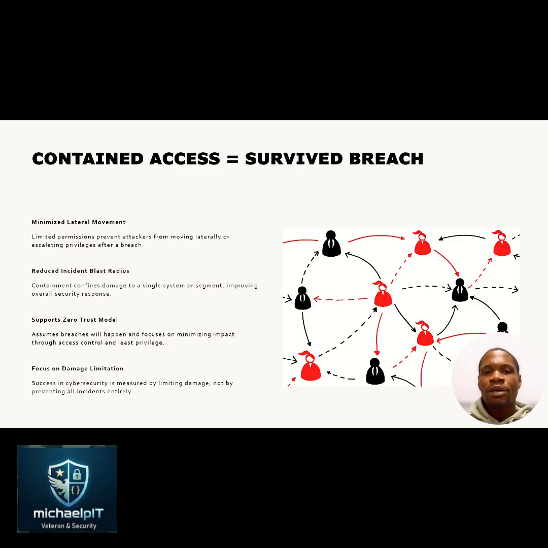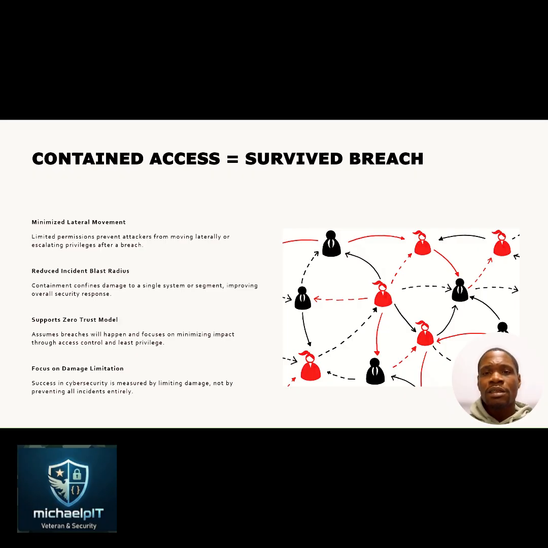To understand containment, look at how a submarine is built. A submarine isn't just one big open tube. It's divided into separate compartments by thick steel walls called bulkheads. The incident: a torpedo hits one section of the sub and it starts taking on water. The containment: the crew seals the door to that one compartment. The result: the one room might be lost, but the rest of the submarine stays dry. The ship keeps moving. In cybersecurity, containing access is our bulkhead, and it's what keeps the whole ship from sinking when one part of the network gets hit.